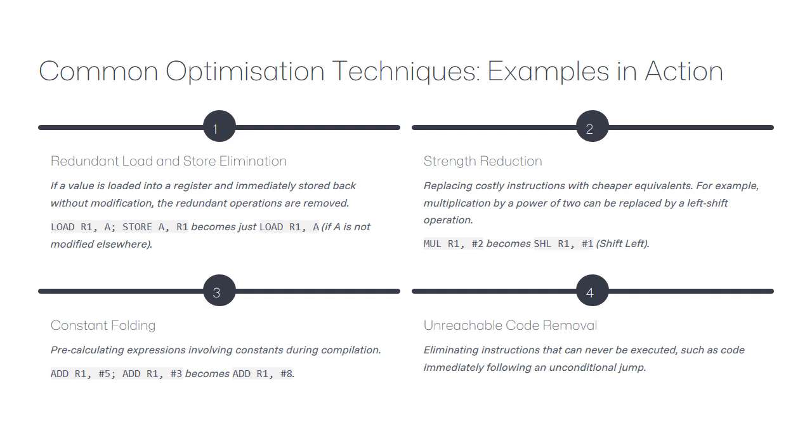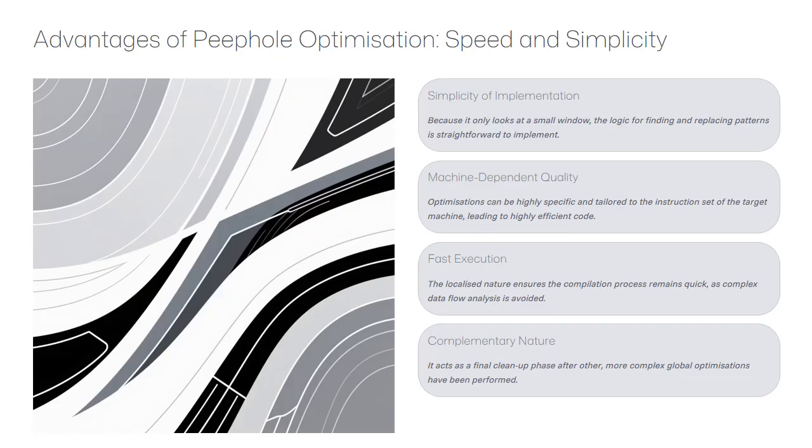Unreachable code removal: eliminating instructions that can never be executed, such as code that immediately follows an unconditional jump. Advantages of peephole optimization. Simplicity of implementation, because it only looks at a small window. The logic for finding and replacing patterns is straightforward to implement.